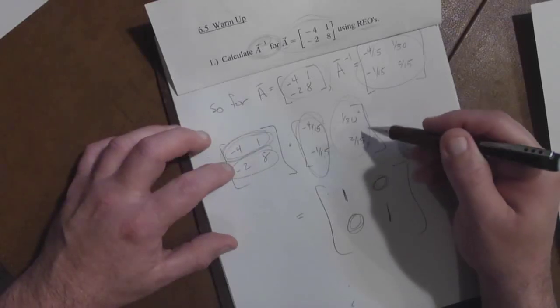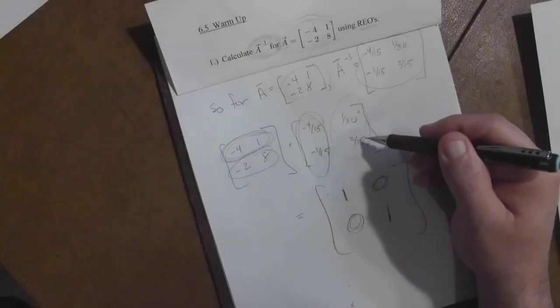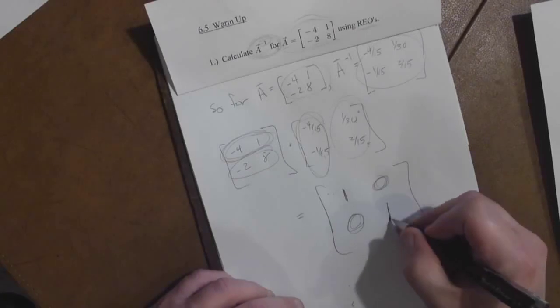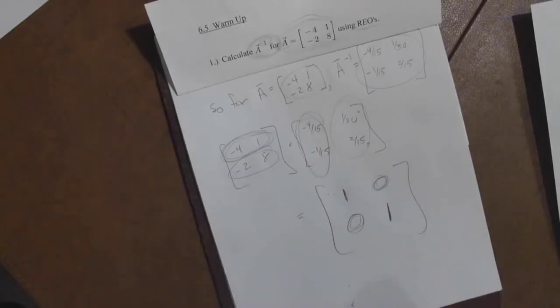Right? So negative 2/30ths plus 32/30ths is 30/30ths, and 30/30ths does simplify to the value of 1. Yes, it does check. That's what it means to be an inverse matrix, folks. So, again, that is just the first problem.